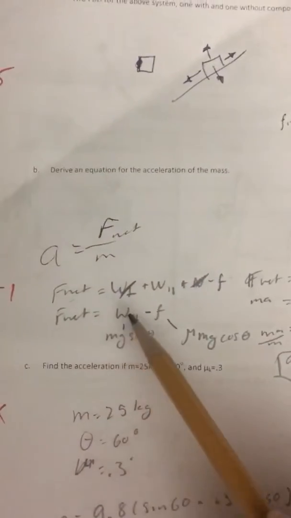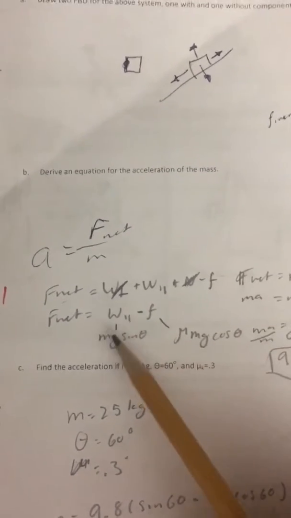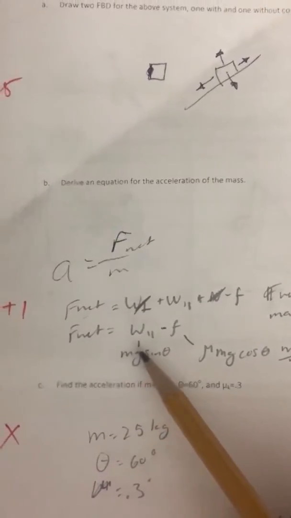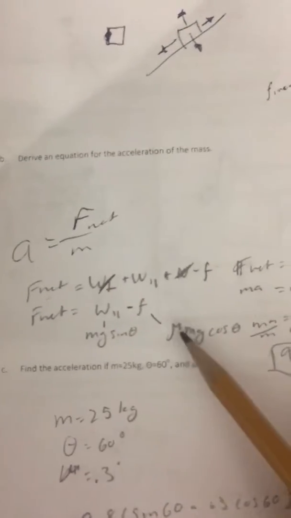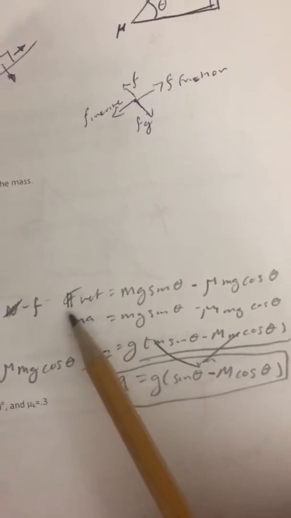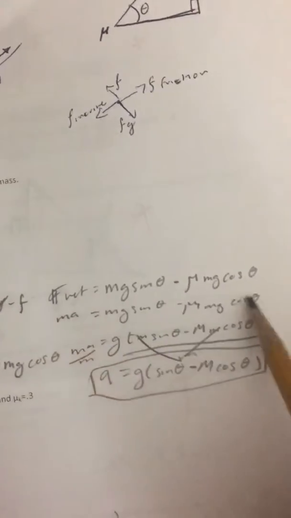So we have F net equals weight parallel minus friction, and we know that weight parallel is mass times gravity sine theta, and friction is coefficient of friction times mass gravity cosine theta. So you get F net equals that, and F net basically equals ma. So you get mass times acceleration equals all that. And then what do they have in common here? It's a g. So you factor the g out.